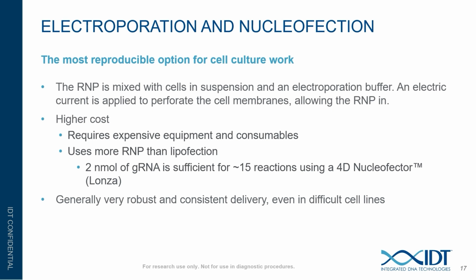The electroporation approach is the most reproducible method for cell culture work and is generally robust and consistent for difficult cell lines. It requires mixing the RNP with the cells in suspension and electroporation buffer. An electric current is applied to perforate the cell membranes, allowing the delivery of RNP into the cell. The drawback with this approach is higher cost, as it requires expensive equipment and consumables, and it uses more RNP than lipofection. Generally, 2 nanomole of gRNA is sufficient for about 15 reactions using the 4D Nucleofector from Lonza.